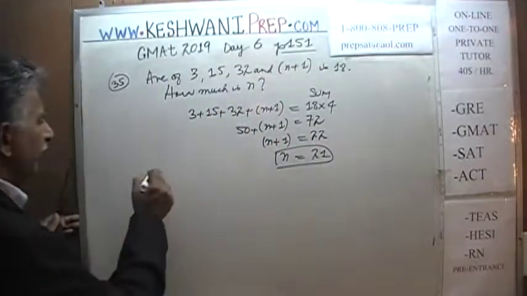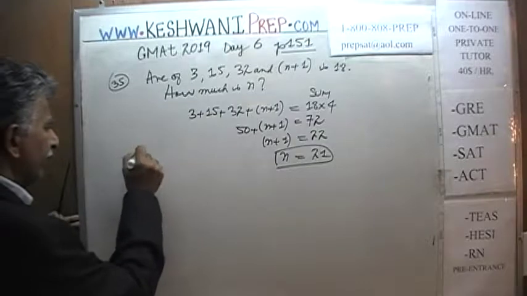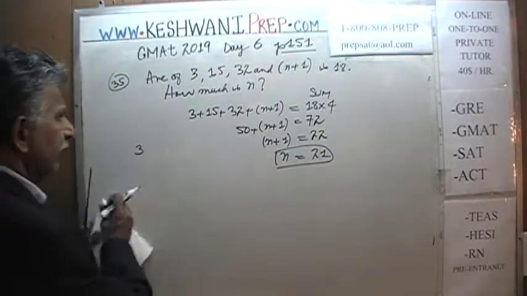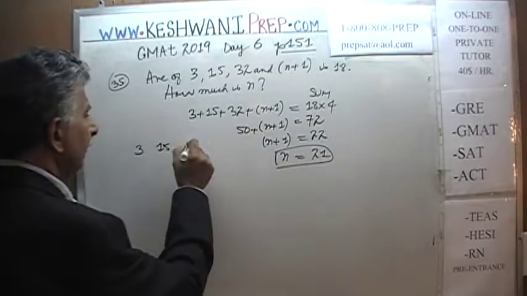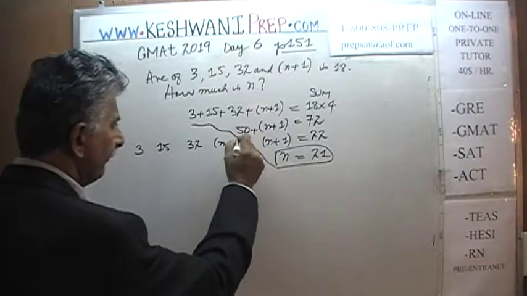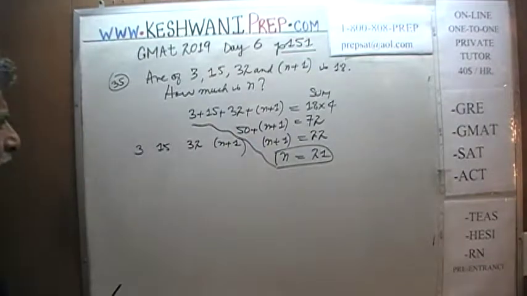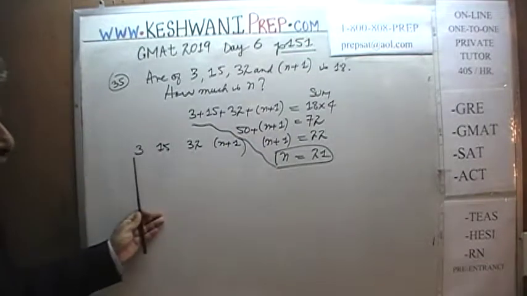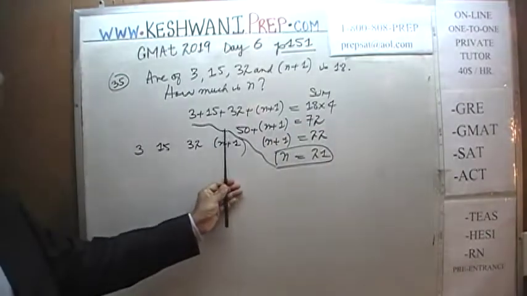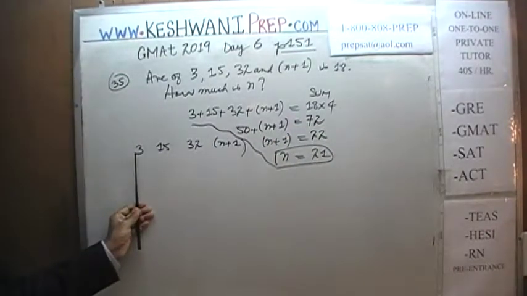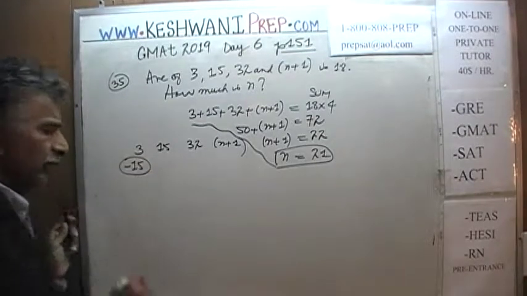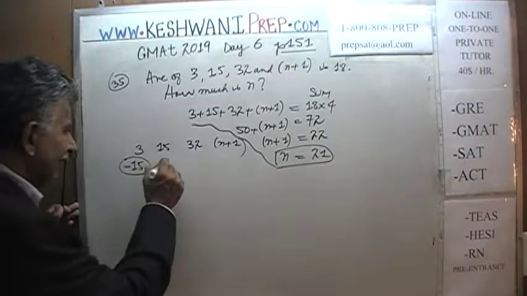Here's the non-traditional way. We have four quantities, 3, 15, 32, and n plus 1. Let's keep it separate here. Okay, stay with me in the story. If they were all 18, the average would have been 18. If this first quantity was 18, this was 18, this was 18, this was 18, the average would have been 18. This is not 18, it is only 3. It is 15 short, it is 15 less than what it ought to be. This is 3 less than what it ought to be.